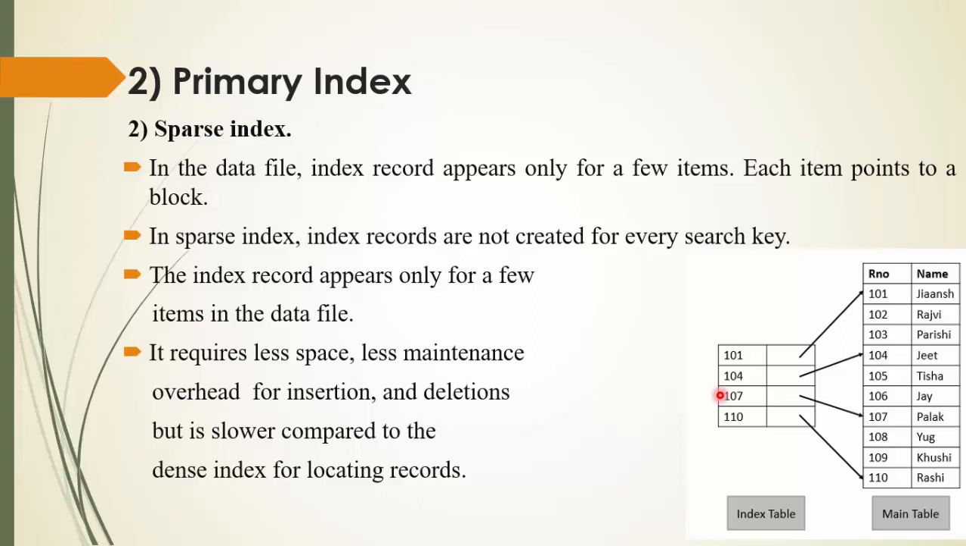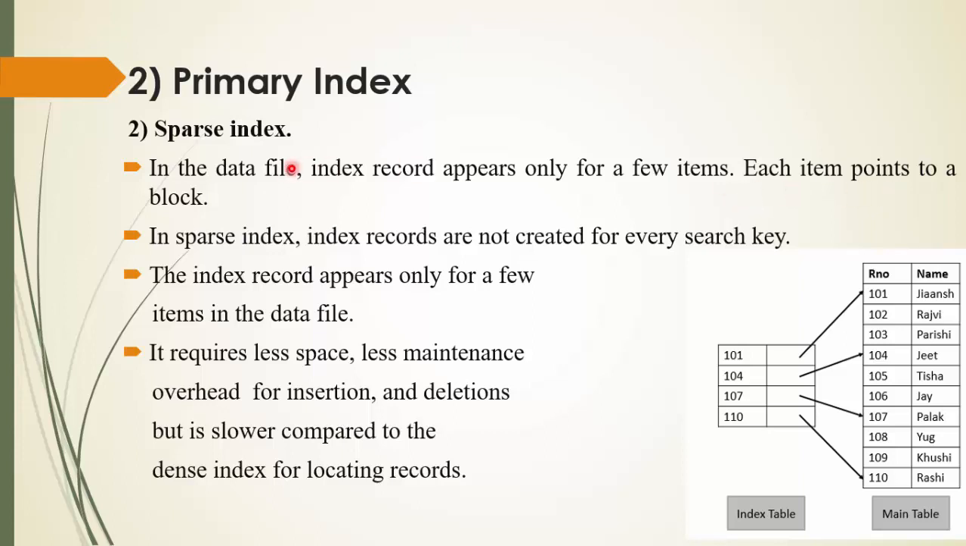Now in primary index, the second part is sparse index. In the data file, an index record appears only for a few items. Here we have an index for all records. Here in sparse index, an index record appears only for a few items. Suppose we have 10 data in the database and we have an index for only 5 records.